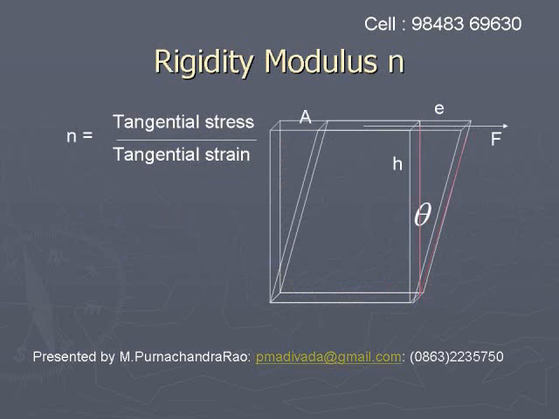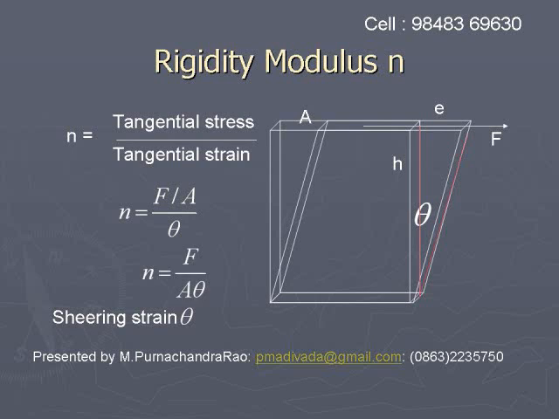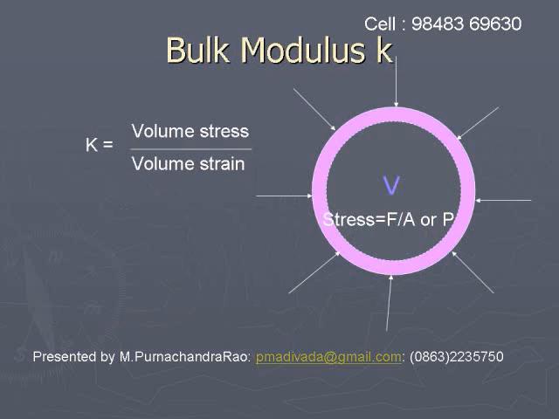Rigidity modulus N is equal to tangential stress by tangential strain. So N is equal to F by A divided by theta, or N is equal to F by A theta.